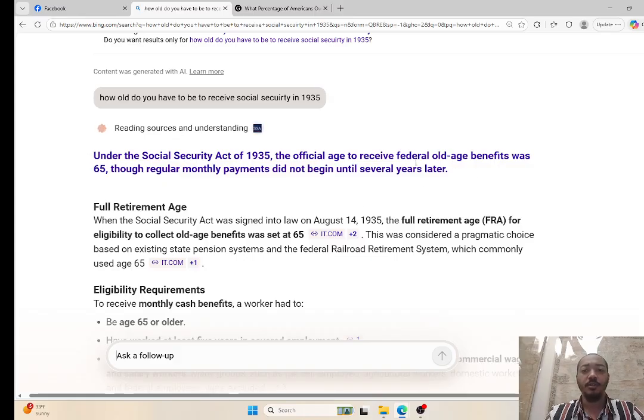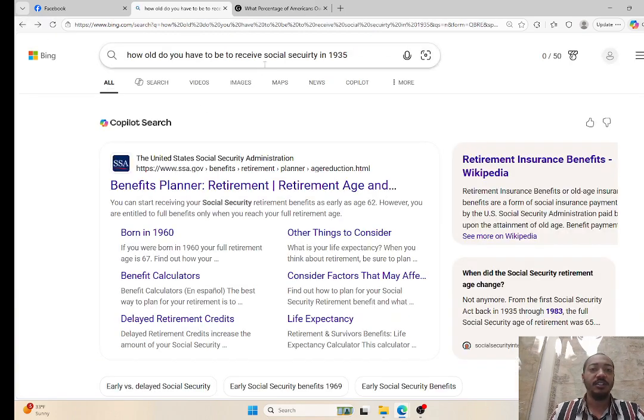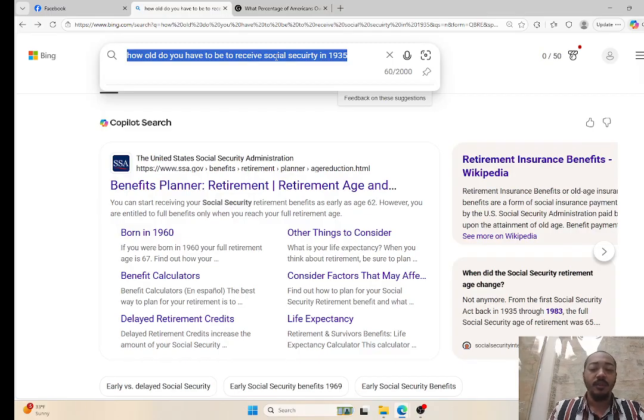Under the Social Security Act, the official age to receive federal old age benefits was 65. So again, we're going to provide this lifestyle. You guys work for us. You guys are tax-paying citizens. We want to provide a lifestyle for you, and that lifestyle that we'll provide, you will get these benefits at 65. Sounds good, right? Well, that's what we think until we just do a little bit of digging.